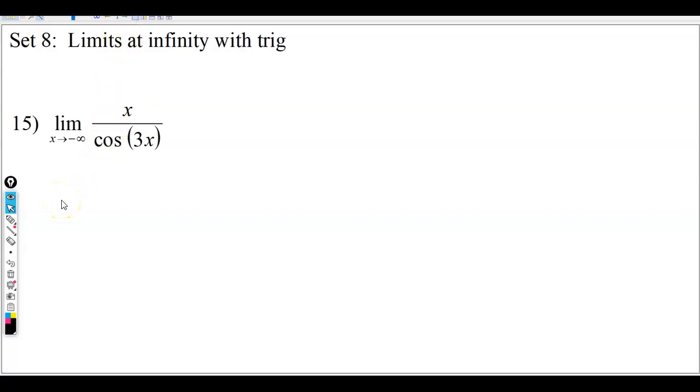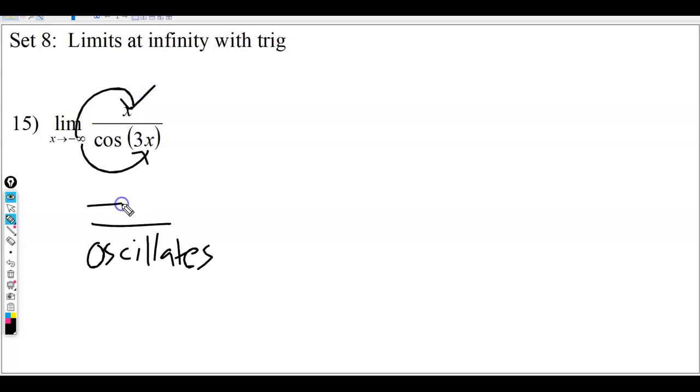Now this one. All right. If I plug in negative infinity here, I get an oscillation. Cosine just goes back and forth. So as x gets bigger and bigger, the function just keeps going up and down. And if I plug in up here, I get infinity. So I've got negative infinity divided by an oscillation. And when that happens, the limit just doesn't exist.